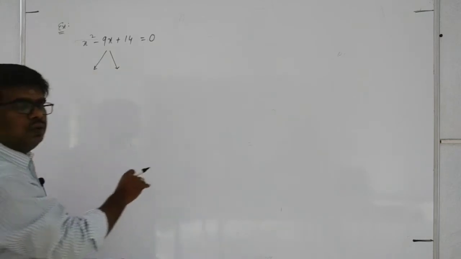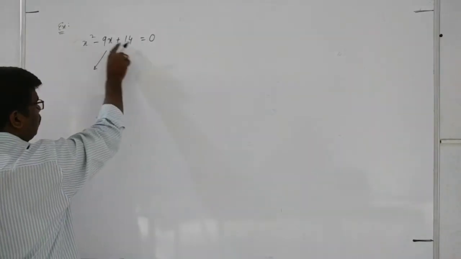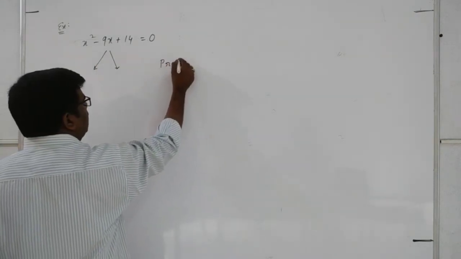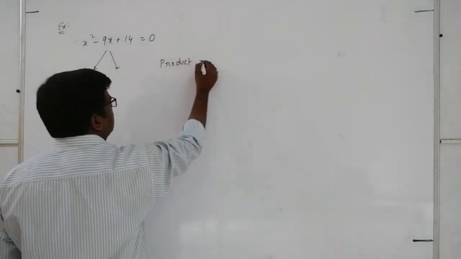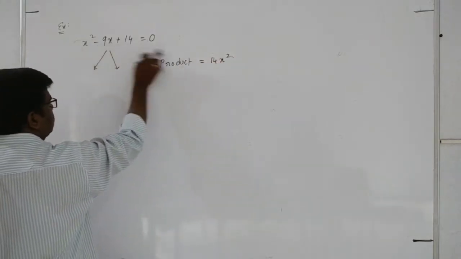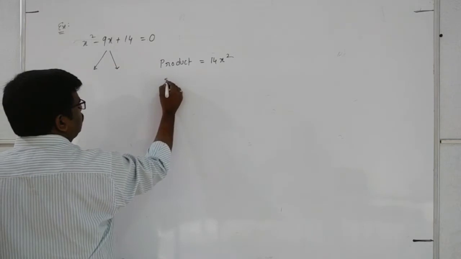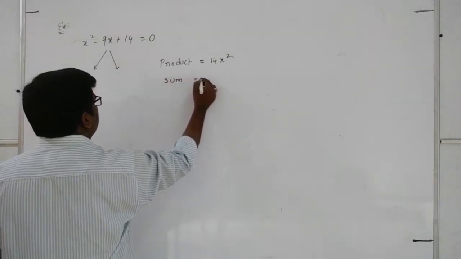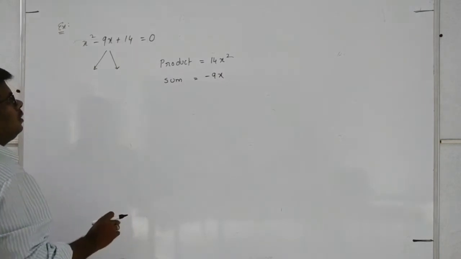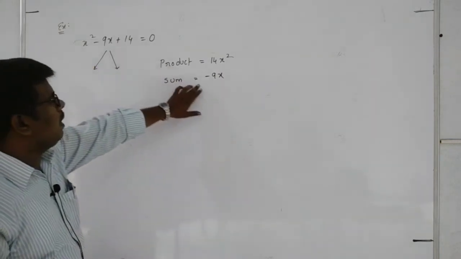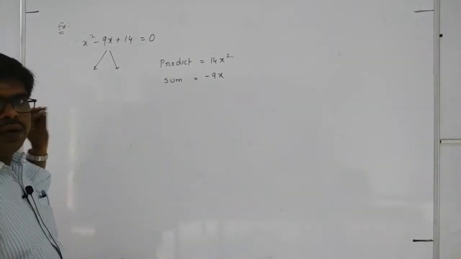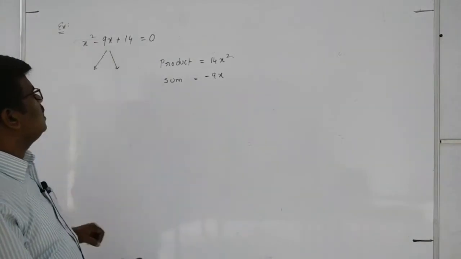How do you split it? If you take the product of those two, you have to get 14x square. So the product should be 14x square, and the sum should be what? Minus 9x should come. So the sum is minus 9x, the product is 14x square. Like that, which two can you choose? How can you divide this minus 9x?